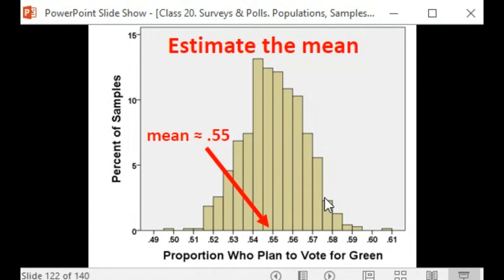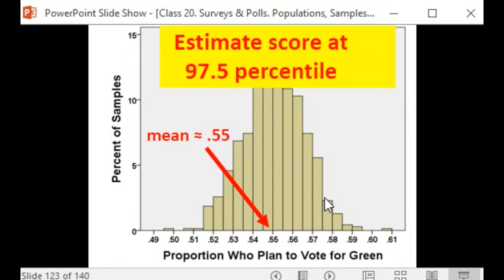Okay, so we got the mean, but normally, if you don't know it beforehand, you just look at the graph and choose the value that looks like the mean to you in the middle. And you don't fret too much about being exact because you're just estimating. So you do make your guess. So we say the mean is probably 0.55. So next, we need to estimate the score at the 97.5th percentile. This is actually fairly easy.